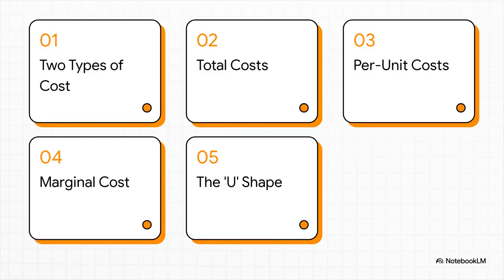First, we'll look at the two basic types of cost. Then, we'll figure out how to calculate the total cost. After that, we'll zoom in and look at things on a per unit basis. We'll also hit the most important number of all, marginal cost. And finally, we'll see why those famous U-shaped cost curves you see in economics textbooks actually matter. It's all going to build on itself, so let's get started.